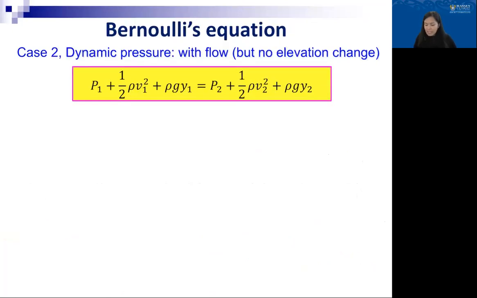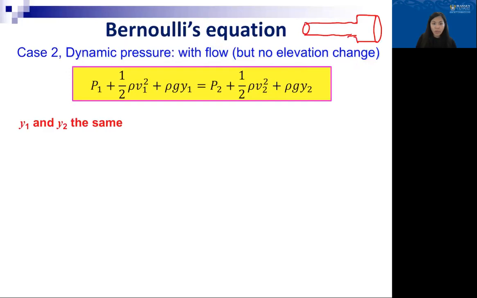Okay, the second case is when you have fluid flow, but no elevation change. So how does Bernoulli's equation change when instead of having a static fluid and changing the elevation, we make the fluid flow, but we do not change the elevation? So it's simply just a horizontal pipe, where the speed of the fluid changes through this pipe.